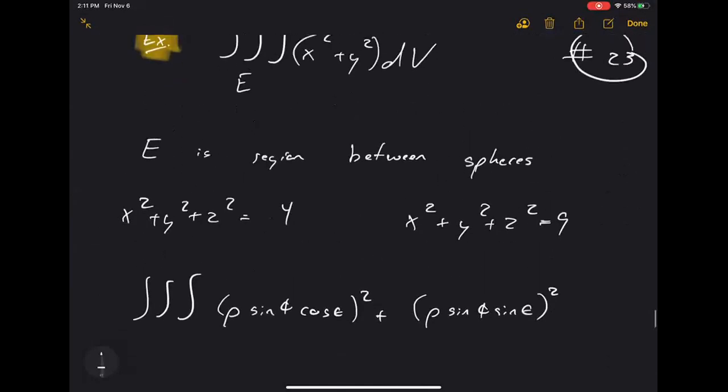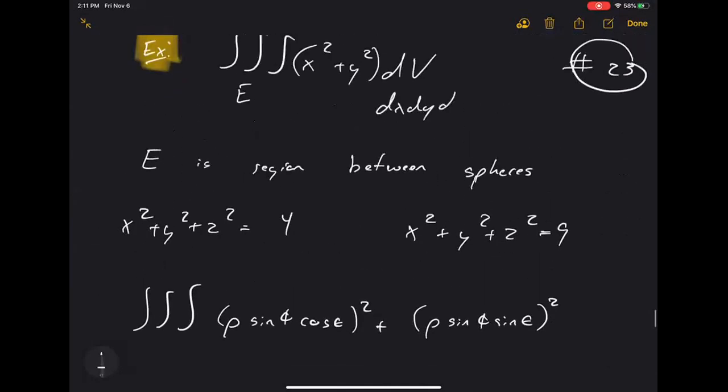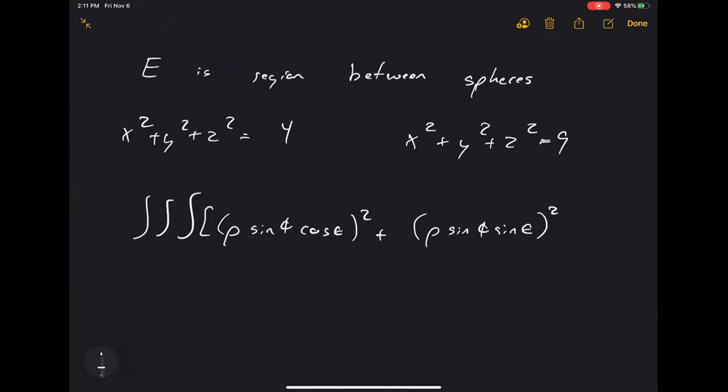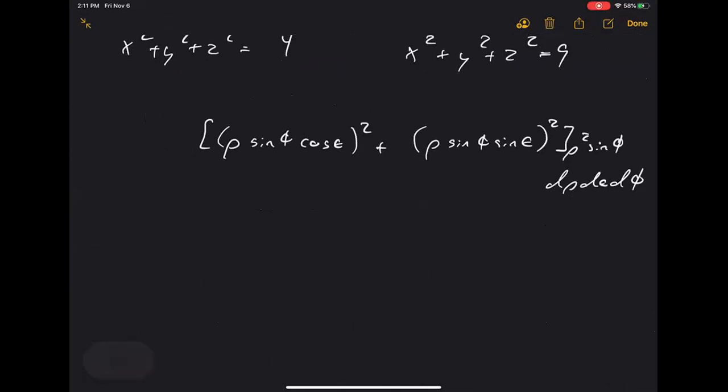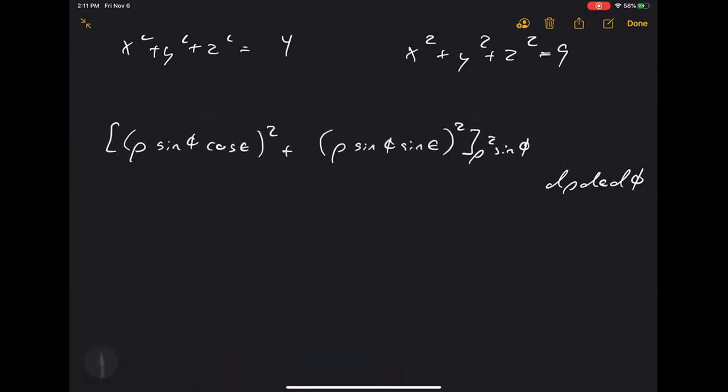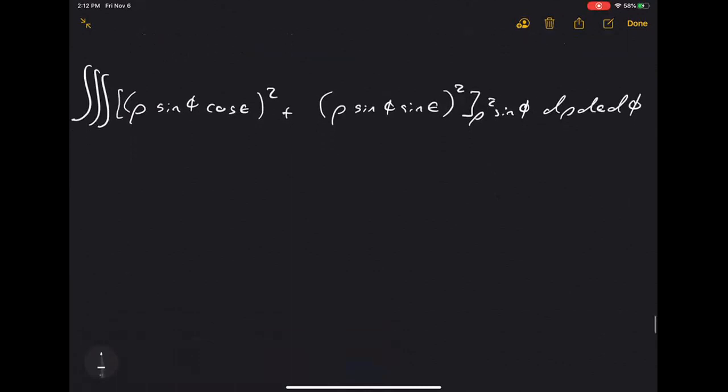And then this would be in Cartesian, this would be dx dy dz. I replace the dx dy dz with what? Rho squared sine phi, and then d rho d theta d phi. Let's try and squeeze all this onto one line. The integrand, the stuff inside the integral, is pretty immediate. This looks a little messy, but it's not too bad. Let's go ahead and simplify it before we look at the bounds.